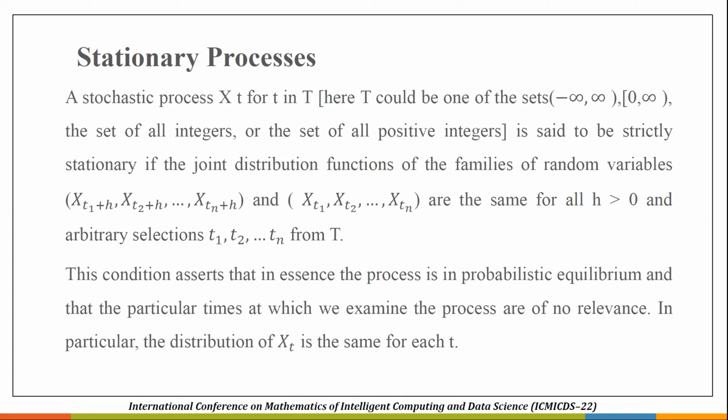Then what are stationary processes? A stochastic process X_t for t in T is said to be strictly stationary if the joint distribution functions of X_t1 plus h, X_t2 plus h, etc., X_tn plus h, and X_t1, X_t2, etc., X_tn are the same. That means the joint distributions, or simply the probability distribution, do not depend on the time points, but only depend on the time duration. In such a case, the process is also called time homogeneous or simply strictly stationary. When a Markov process or Markov chain is stationary, it is called a stationary Markov chain.